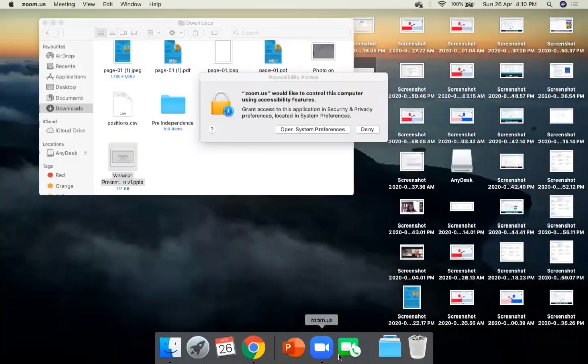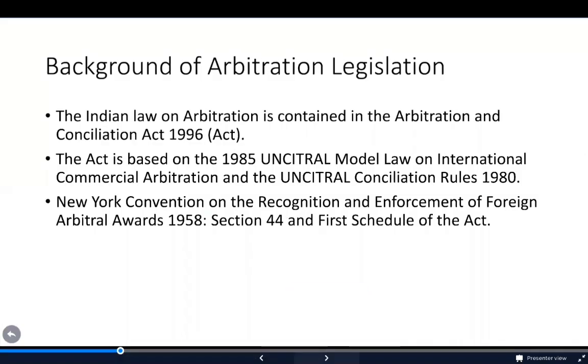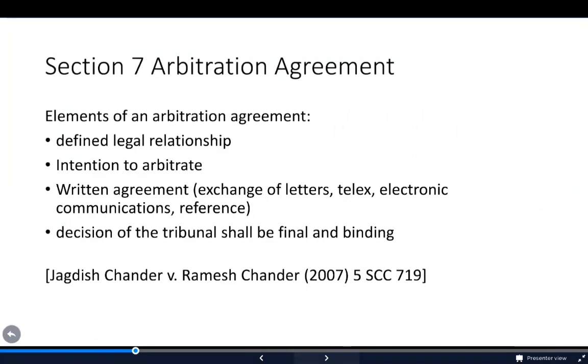Let's go to the part on Section 7, which deals with the arbitration agreement. Section 7 provides for the definition and what constitutes a valid arbitration agreement. There are different elements of it: a defined legal relationship, intention to arbitrate, and a written agreement. However, this written agreement requirement has been interpreted in a widened way by the Supreme Court. And now, after the amendment of the Arbitration Act, even electronic communications can constitute an arbitration agreement.